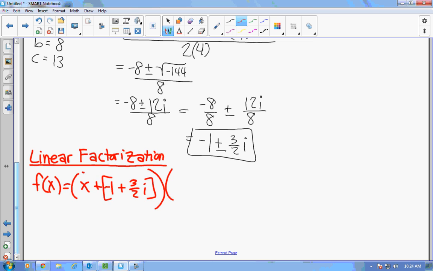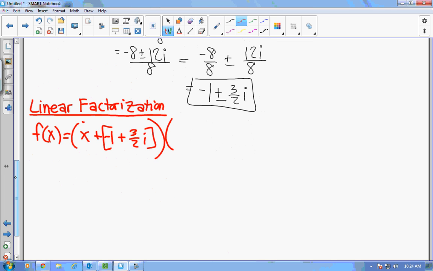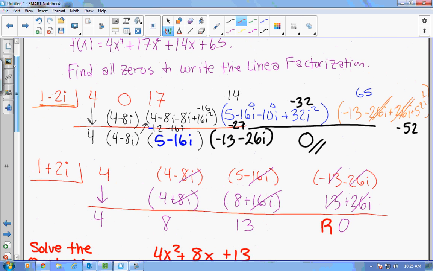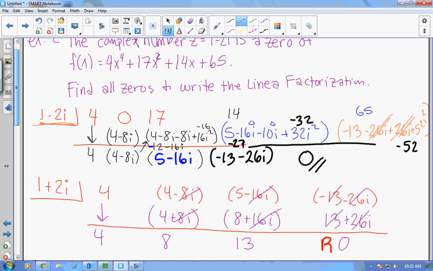And then we have another one, which is the conjugate version, minus negative 1 plus or minus 3/2. Ooh. I still have the i? Yeah, sorry. You are correct. Minus. Good. Okay, and the other one, at the beginning they gave us, what was it? 1 minus 2i. So it's a positive 1.